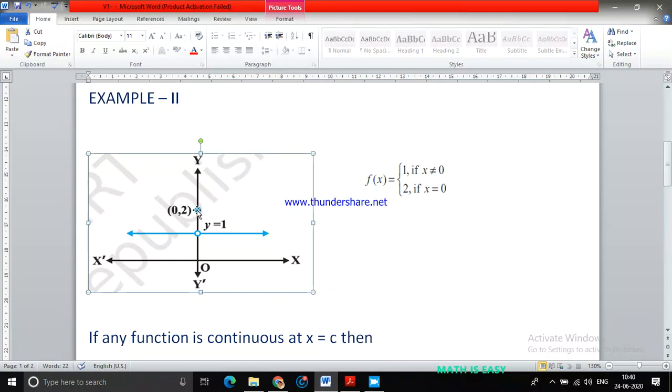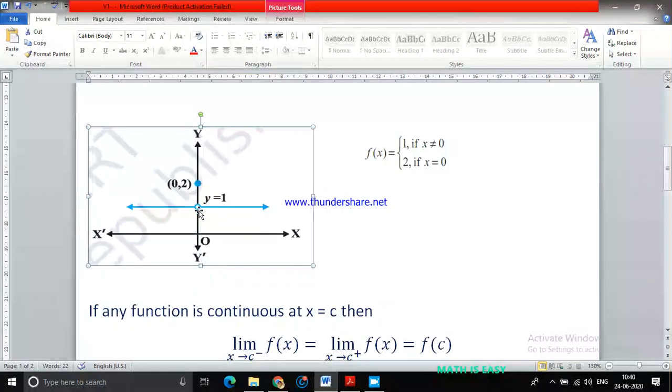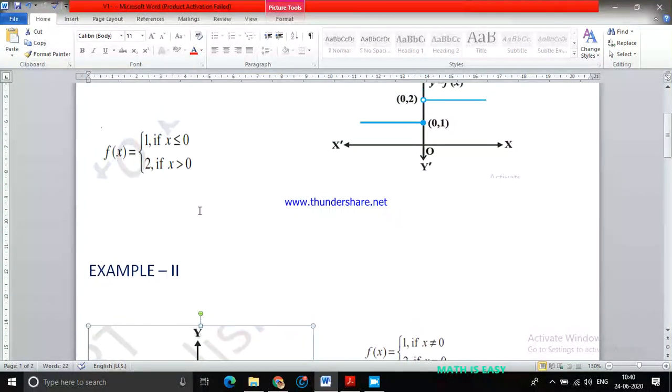So at 0, the value of y is going to be 2. So this is the point (0, 2). But to the left of 0, any value you take on the negative x-axis, the value is going to be 1 only. Or any value you take on the right-hand side of 0, the value is going to be 1 only. Here what happened? Left of 0 and right of 0, both values are 1 only. But at 0, the value of the function is going to be 2. So these are the two different cases. Why are they two different things?